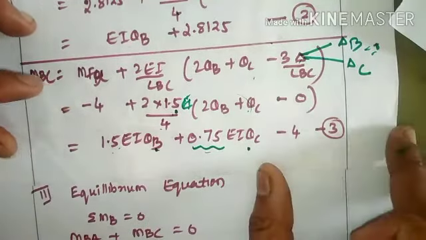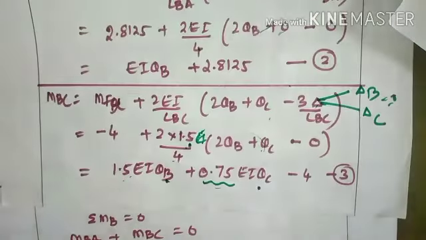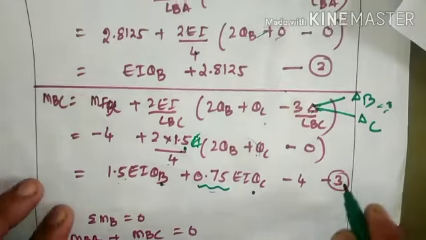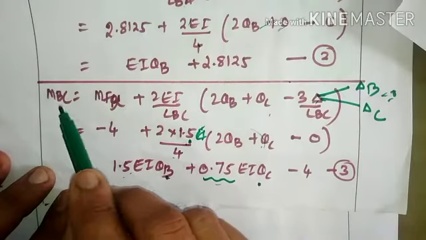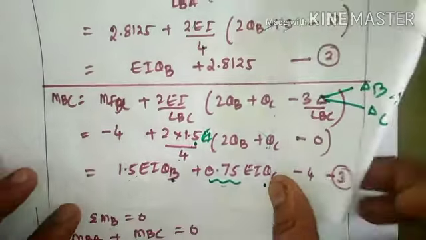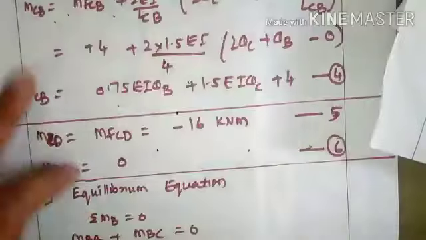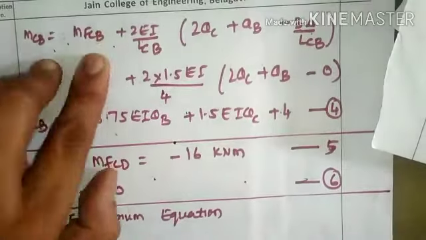So these are nothing but the equations that you are going to use once you get the values of theta B and theta C. That is, this is equation 3. Next, further moving from BC, we shall move to CB. If I write CB on the left hand side, the right hand side will be again CB.